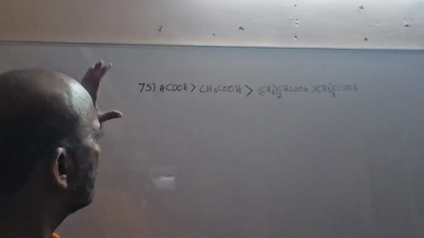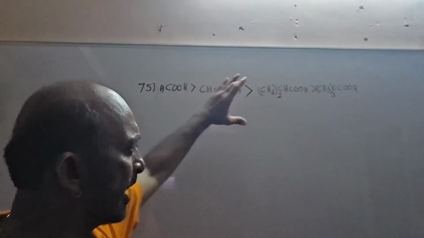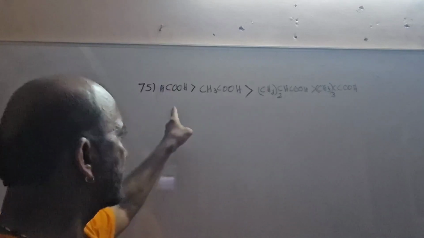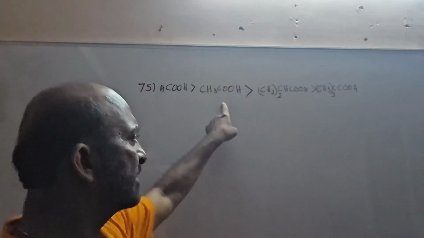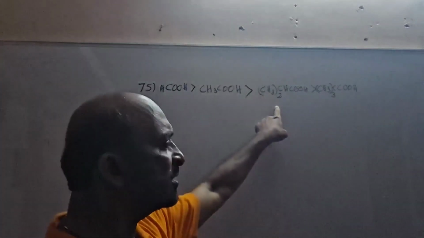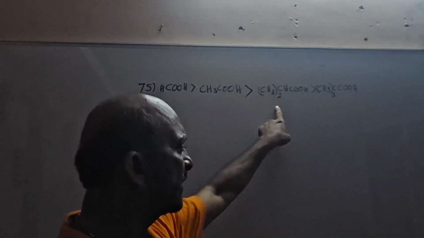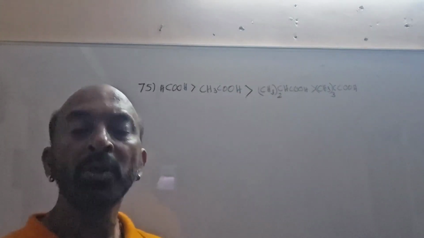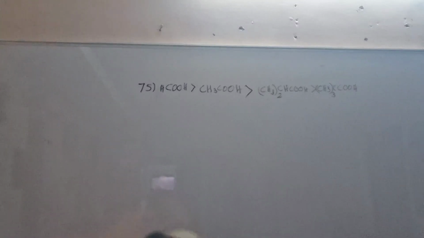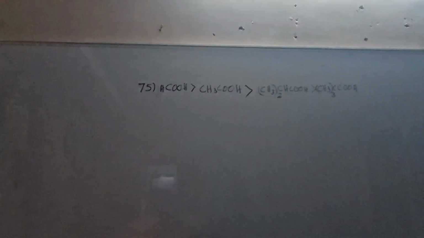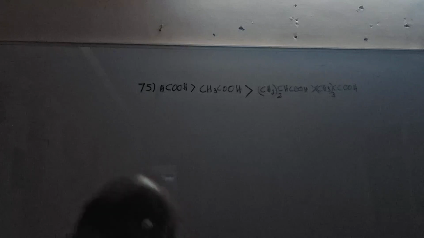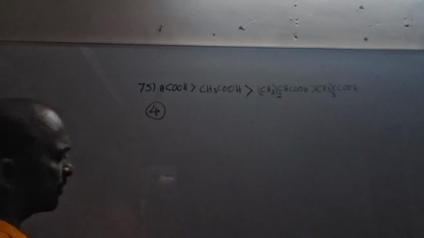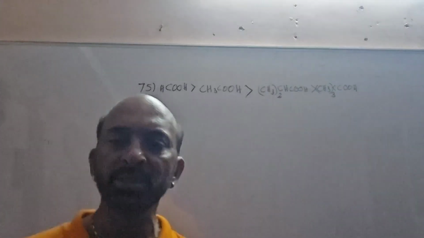So we can say there is a gradual decrease in the acid strength from HCOOH through CH3COOH through (CH3)2CHCOOH and (CH3)3CCOOH. What is written here will be the correct order of the acid strength for these 4 acids, and that is option 4. For question number 75, the correct option is 4.